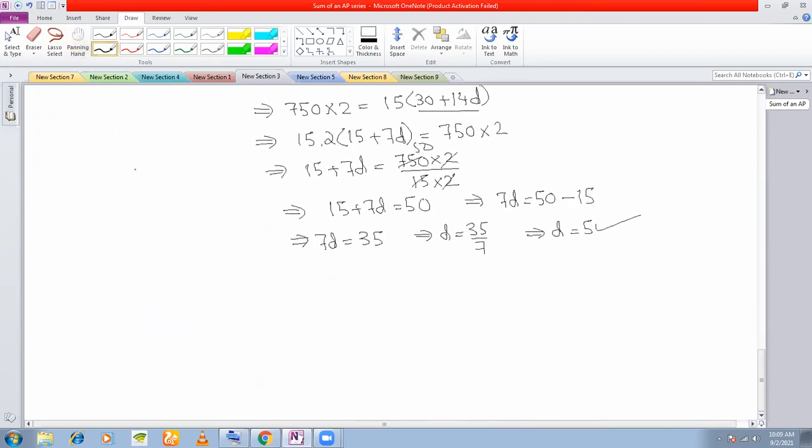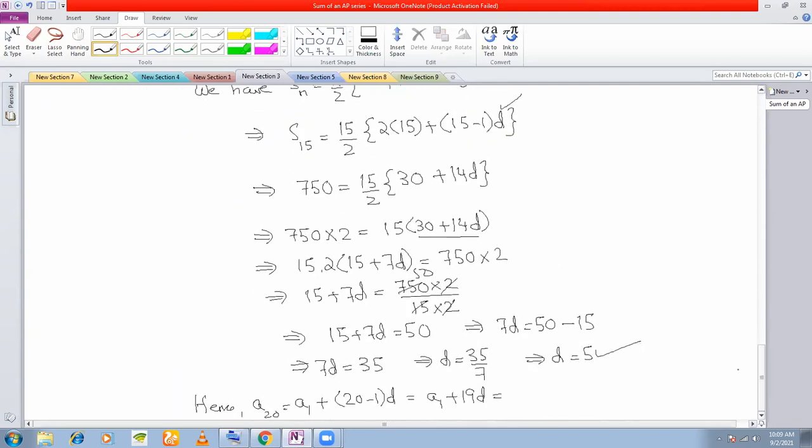So hence A20 is equal to A1 plus 20 minus 1 into D. That means A1 plus 19D. And the value of A1 here is 15. So 15 plus 19 into 5. This is 15 plus 95, which is 110. Okay, so this is your 20th term.